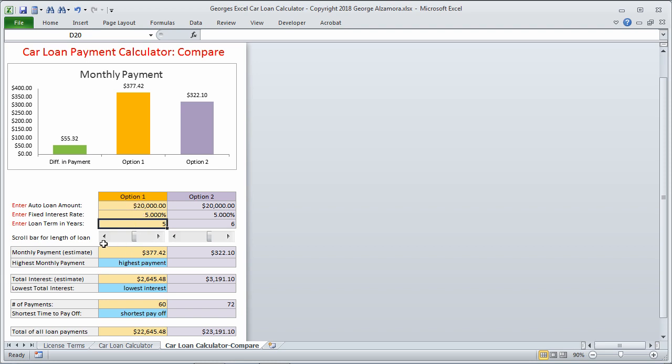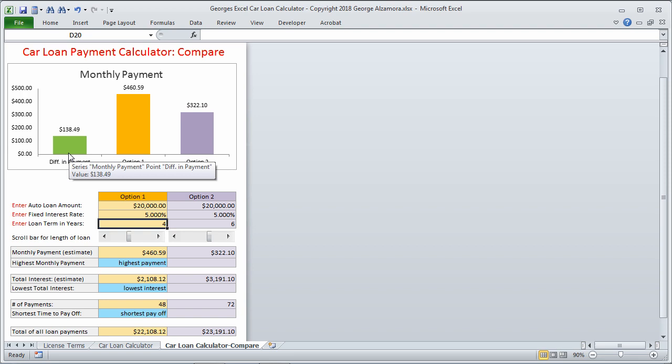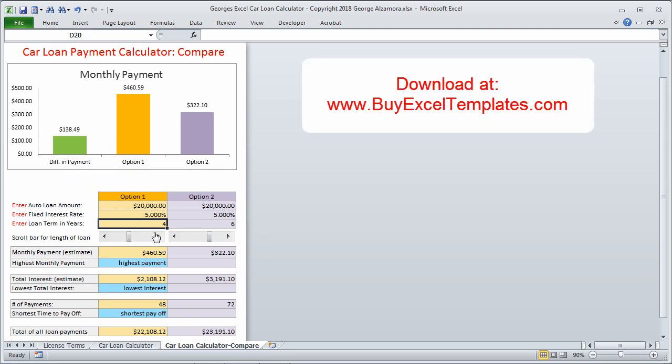So let's say that we want to shrink it down to 4 years. Okay, so you can see that now your payment jumped all the way to $460.59, and the difference between the two is $138.49. So you can play with different scenarios and see which payment amount fits in your budget, but you can also look at the impact on the interest.